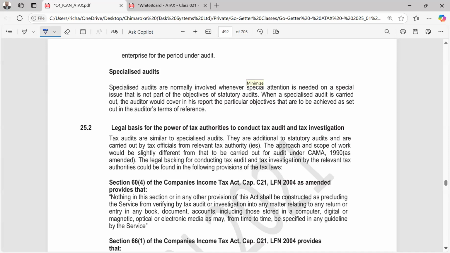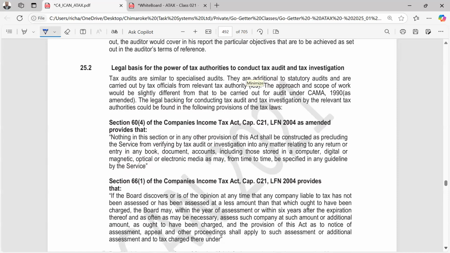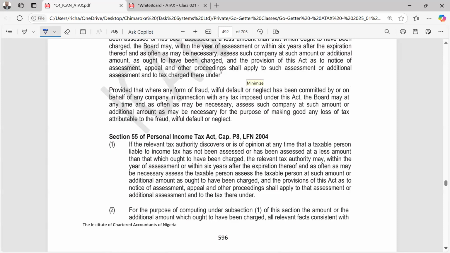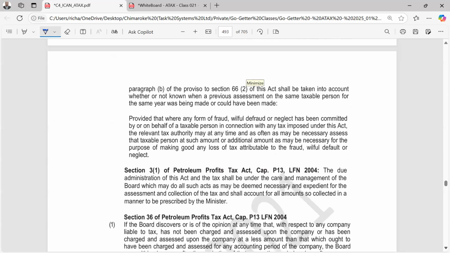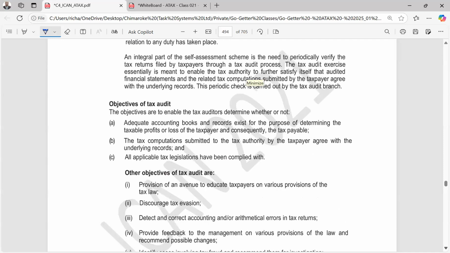This is talking about Nigerian tax. And so the legal backing here is CAMA 1990 and other tax legislation that are being promulgated. So that's that. Let's now go to relevant aspects needed in your examination. Now, what are the objectives of tax audits?